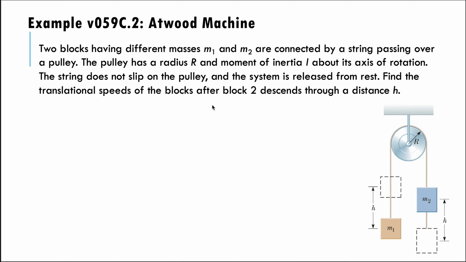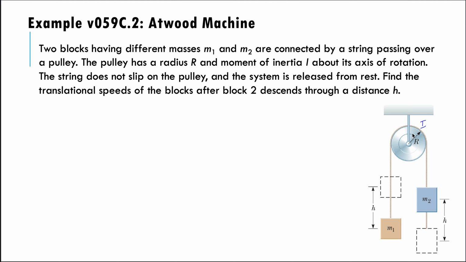Let's take a look at the second example from video 59C on work and energy. This is the Atwood machine that we talked about in the video, where we have two masses connected to a pulley, but we don't ignore the mass of the pulley. The pulley has a radius r and a moment of inertia I. The string doesn't slip, and the system is released from rest. We want to find the translation speed, v, of the blocks after block 2 descends through a distance h.